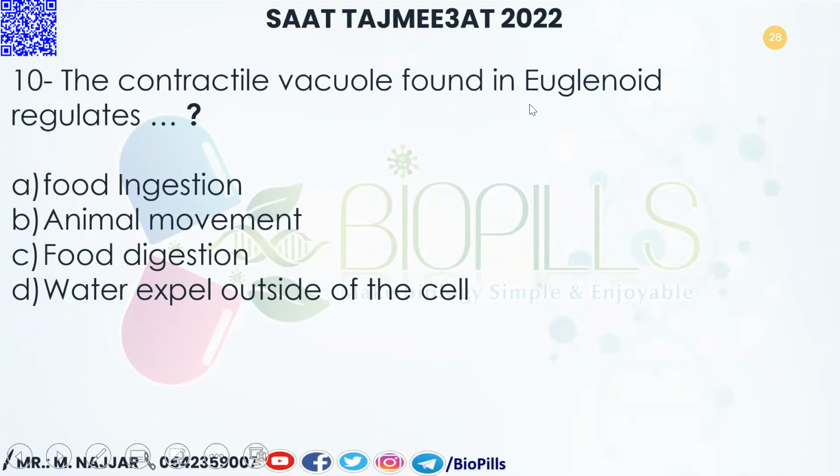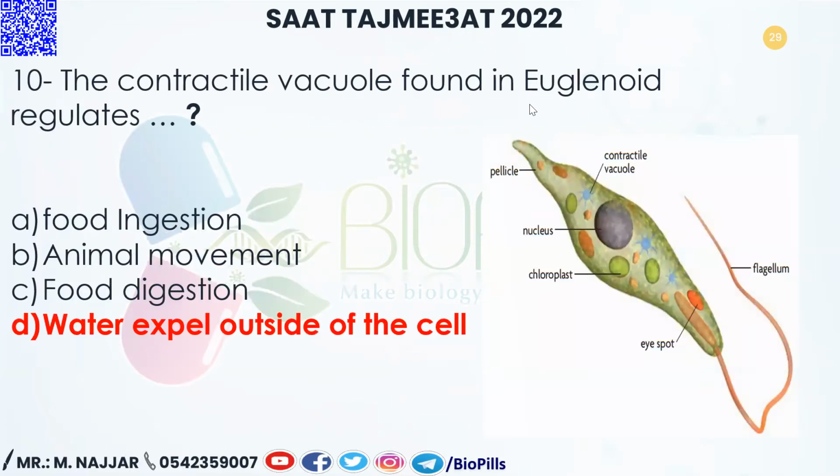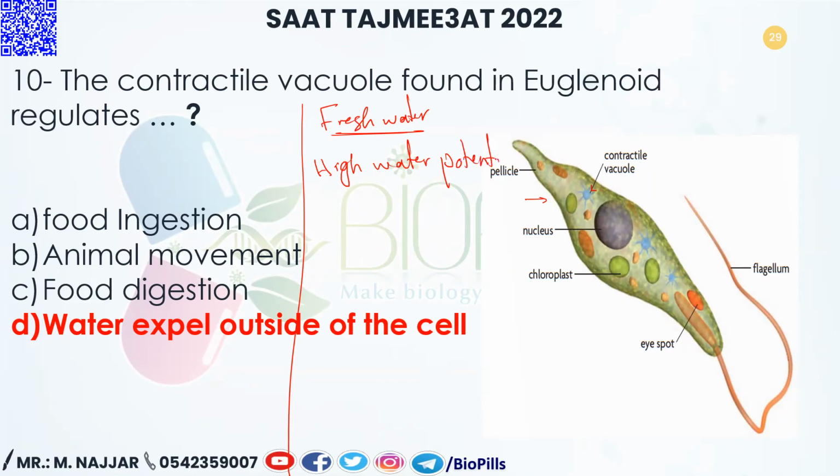Of course, D. Water expel outside of the cell. And here is the contractile vacuole, and this is the euglenoid. In order to understand properly, keep in mind that the euglenoid lives in fresh water. In the fresh water, for sure, there is a high water potential. And of course, inside the euglenoid, there is a lower water potential.